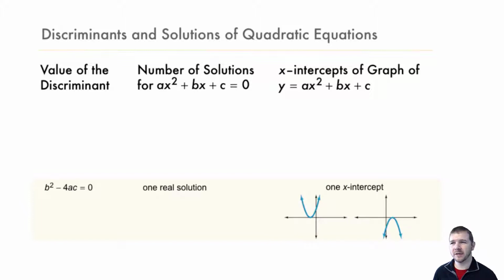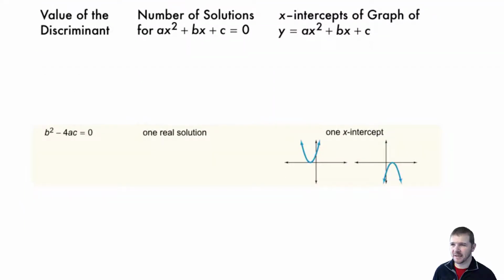Next, if the discriminant, b squared minus 4ac, equals 0, there's one real solution. Some graphs are shown here as examples. The vertex is the one point that is an x-intercept, first for an upward opening parabola, and then for a downward opening parabola.